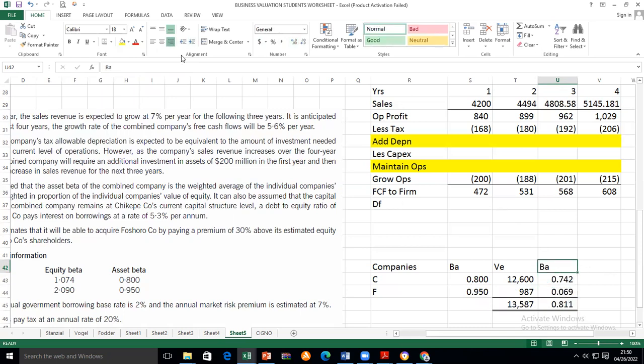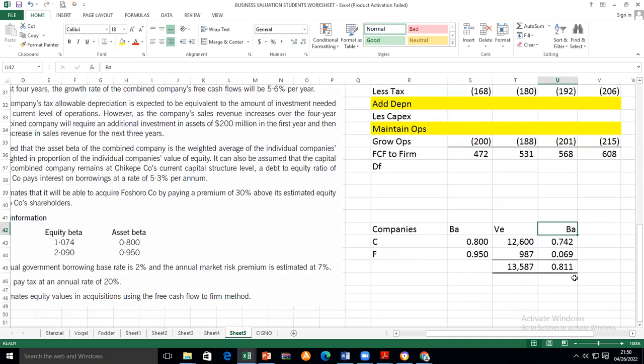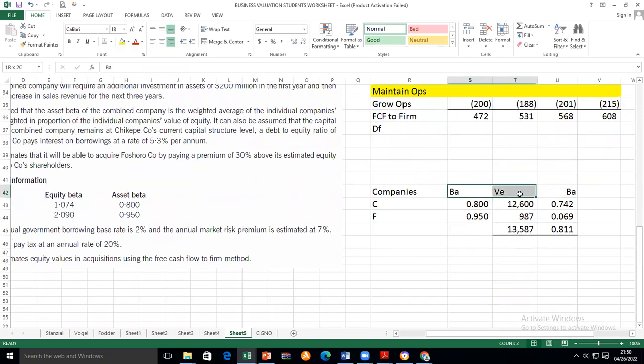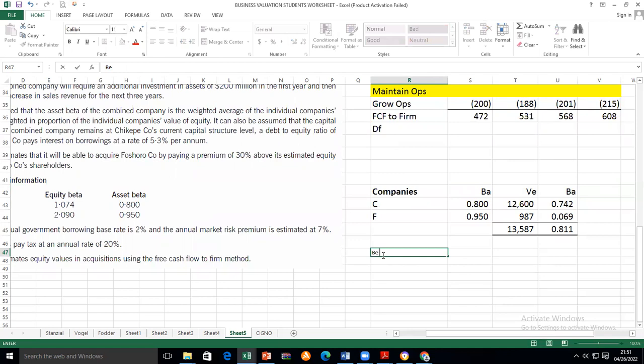So that is the combined asset beta, 0.811. Then what do you have to do about this one? What do you have to do about this beta? Can somebody tell us what you should do about it? We have just identified that we're looking for an equity beta. So how do we convert this to an equity beta? Do you remember how to do that?